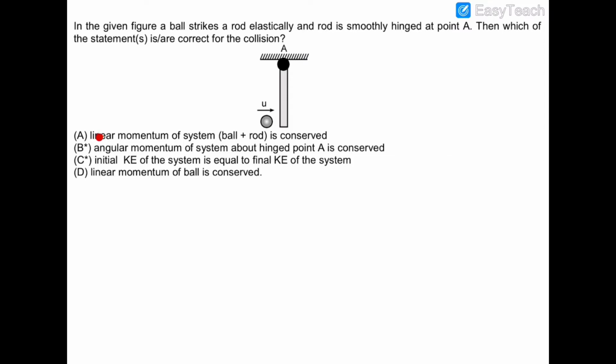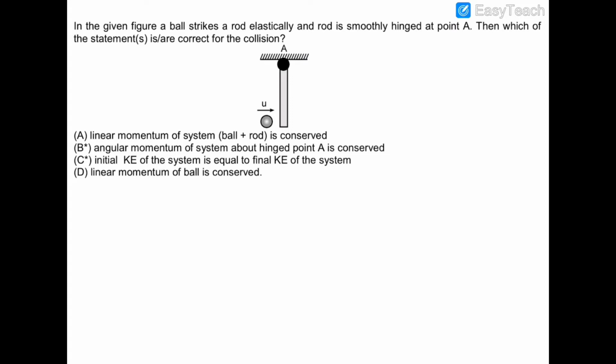So the first option, which says that the linear momentum of the system which contains ball and rod is conserved, is incorrect, because linear momentum is only conserved when there is no external force acting on the system. But in this case, the hinge force is acting on this rod at point A, which is an external force. So linear momentum will not be conserved for the system. So A would not be the correct answer.